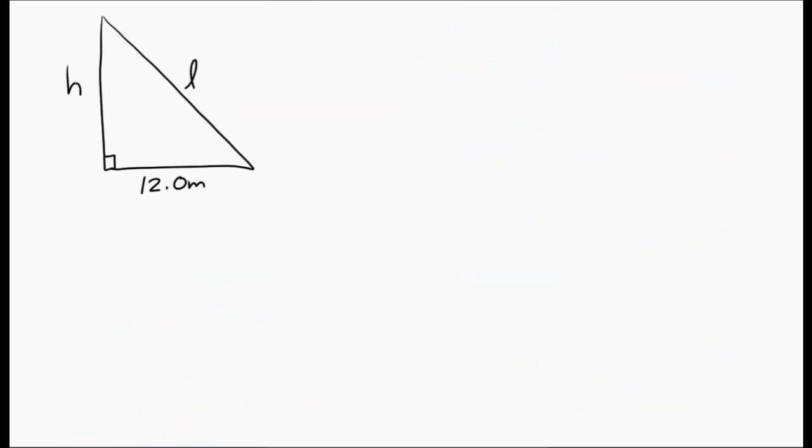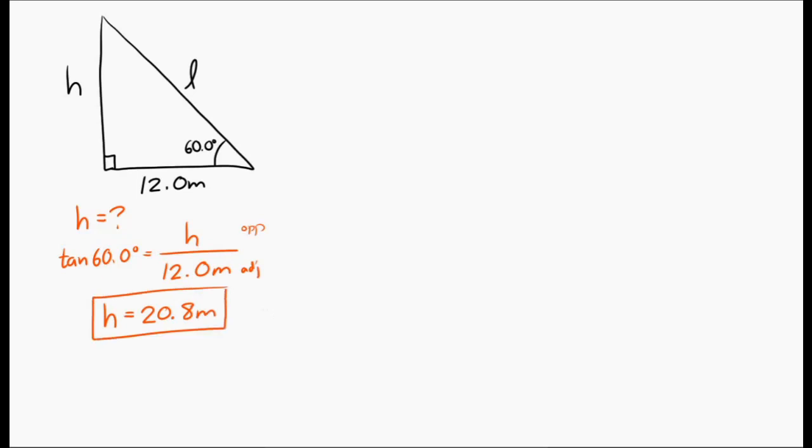Let's say I had a right triangle like this. Sides H and L. Okay, well, if I'm trying to find side H, the length of H, well, tangent of 60 degrees, tangent is equal to opposite over adjacent. I know the adjacent side. So the tangent of 60 degrees is equal to H over 12 meters. Put that into my calculator, I can figure out what H equals. And if I want to know side L, the hypotenuse, well, I could use cosine. Cosine of 60 degrees is equal to adjacent over hypotenuse, which is 12 meters over L.